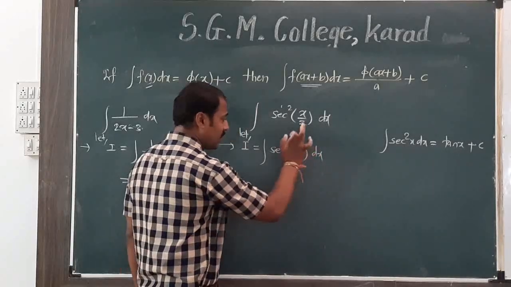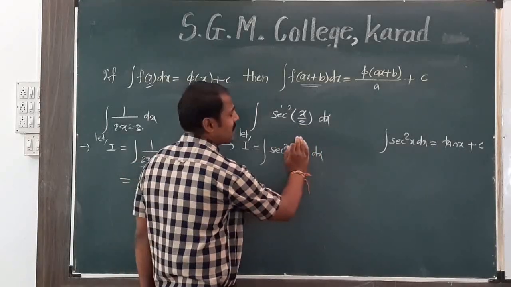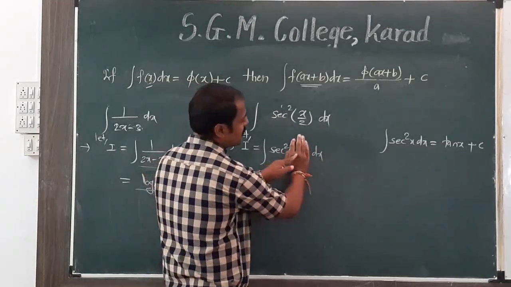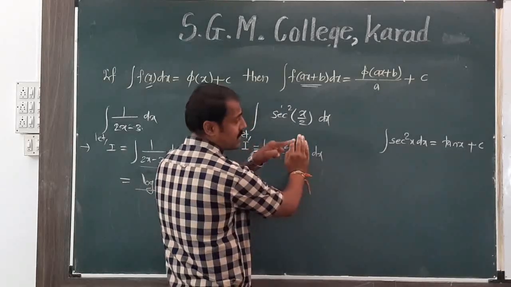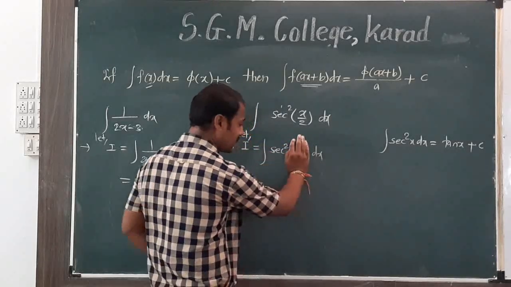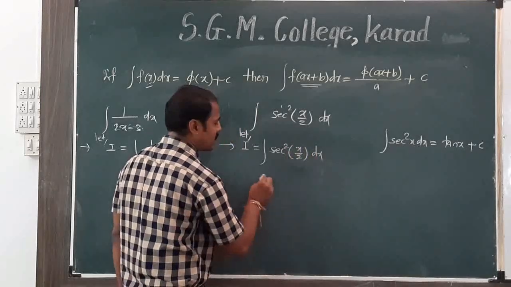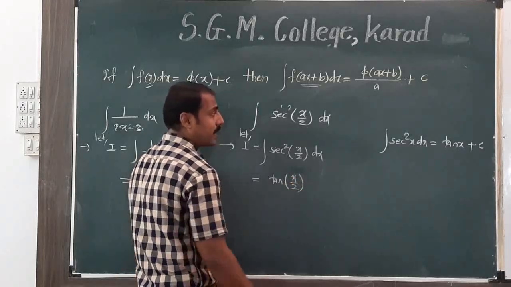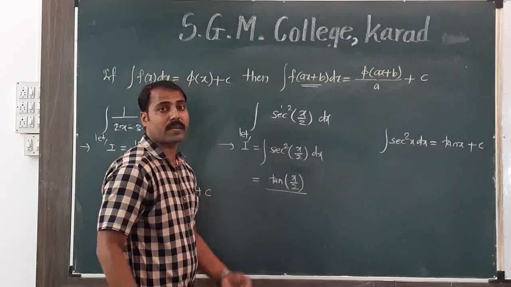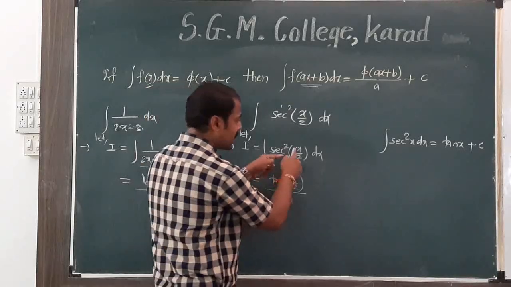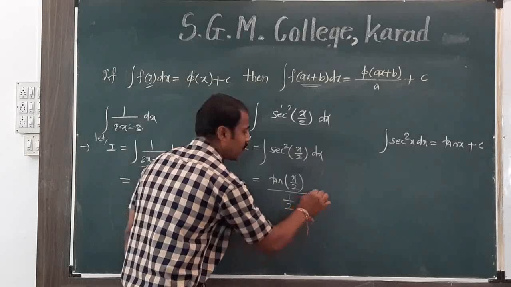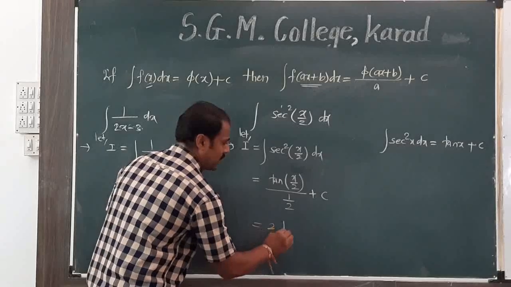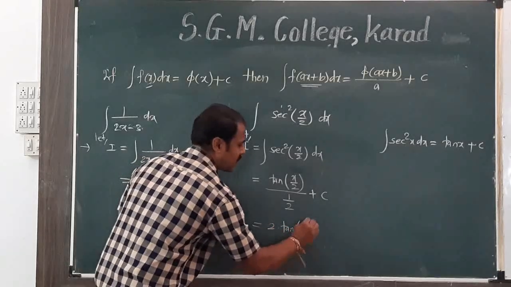So for integration of sec square, consider x by 2 as x. We get integration of sec square x, and we know that integration of sec square x dx is tan x. So integration of sec square of x by 2 is tan of x by 2, divided by the coefficient of x. Coefficient of x is 1 upon 2. Plus constant of integration. On simplification we get 2 into tan of x by 2 plus c.